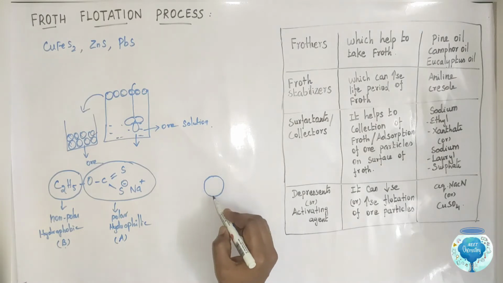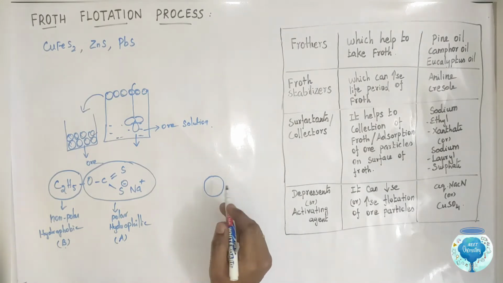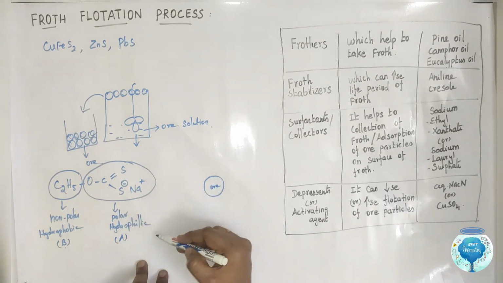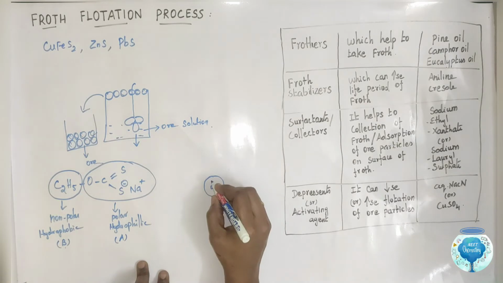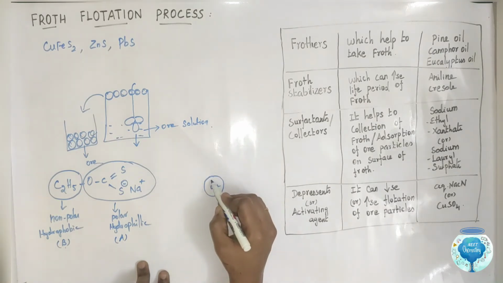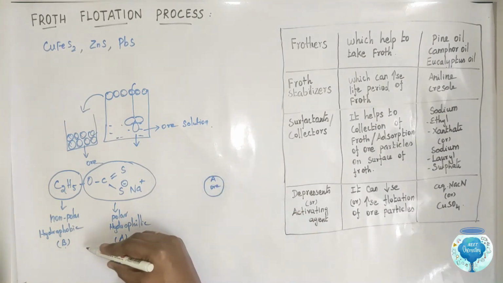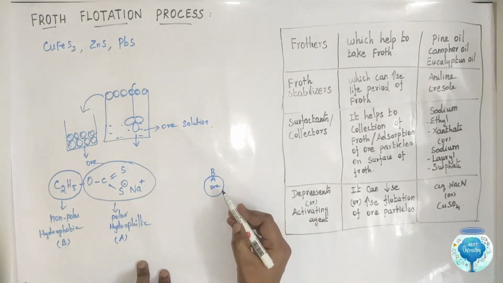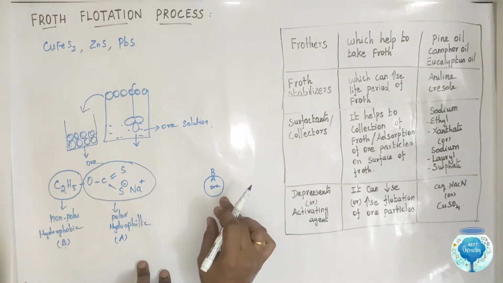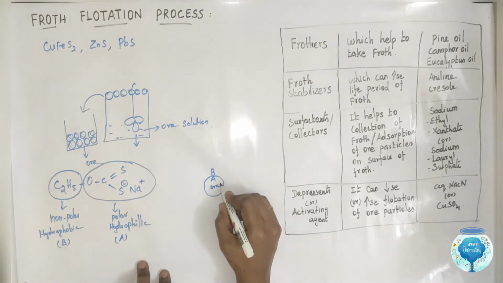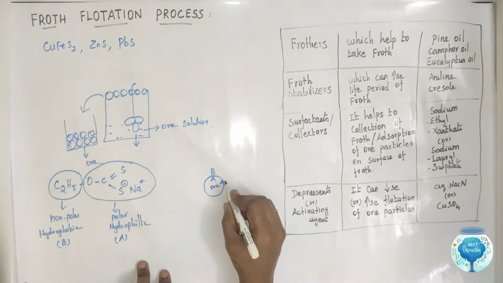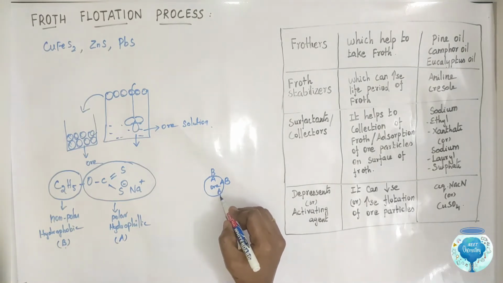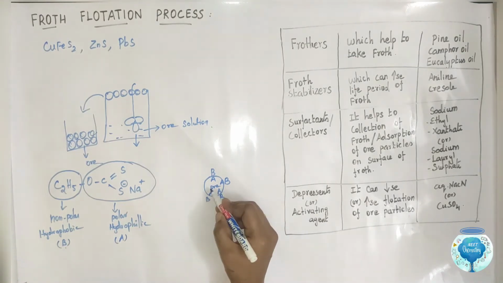The ores are hydrophilic in nature. So the hydrophilic nature of the ore particle attracts the hydrophilic part of sodium ethyl xanthate. When sodium ethyl xanthate is added, on the surface of the ore the hydrophilic part is towards the ore and the hydrophobic part is away from the ore. The attraction is like this.